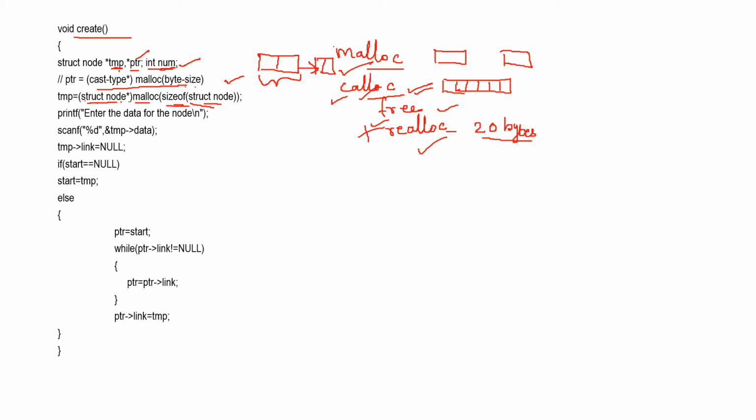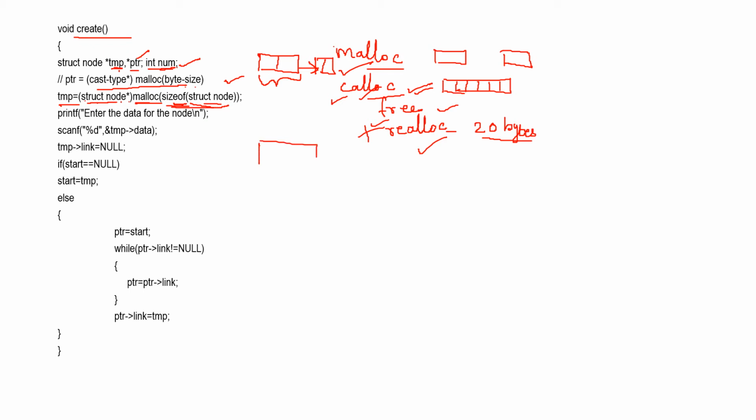So if I am passing sizeof struct node, that means the size of the node will be returned by this sizeof function. Okay, and accordingly, by using this malloc, those bytes will be allocated and it will be pointed to by temp.